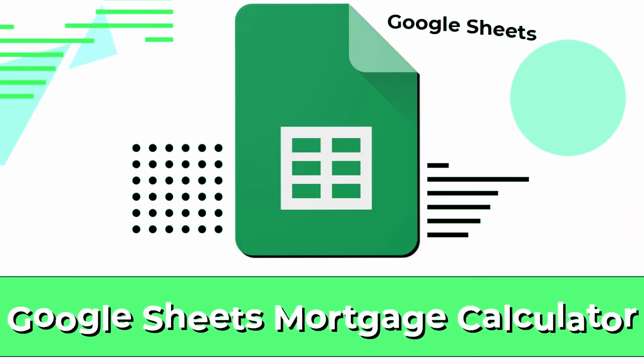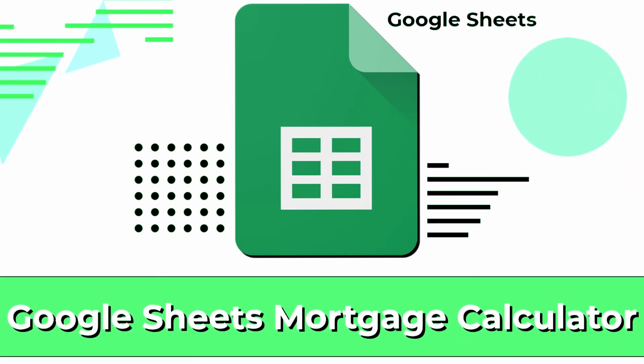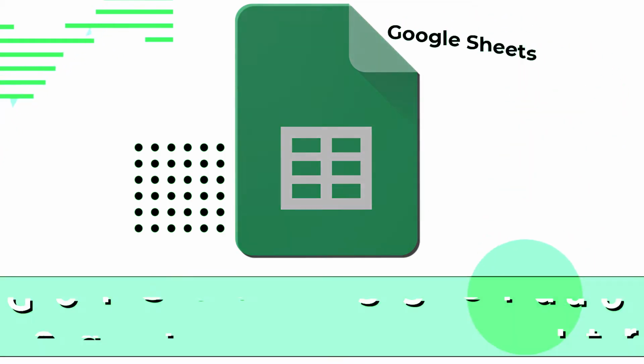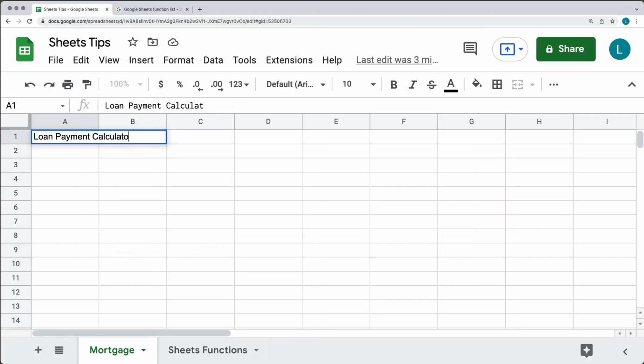Let's set up the loan calculator, and then we'll use the function in order to make the calculations within Sheets. So this is a loan payment calculator, and we need a few values. So the first value is going to be the principal.